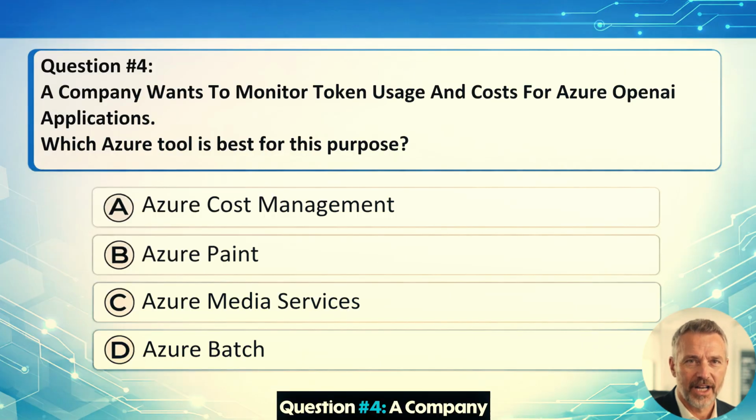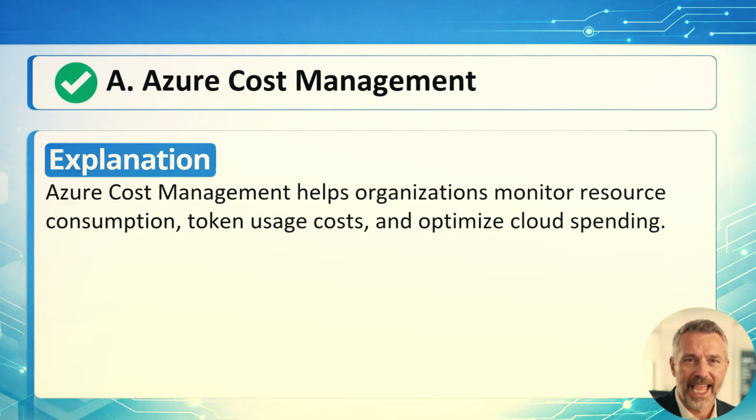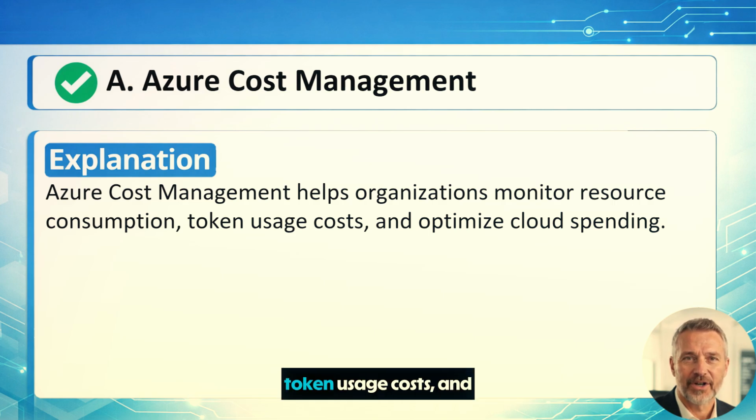Question number 4. A company wants to monitor token usage and costs for Azure OpenAI applications. Which Azure tool is best for this purpose? A. Azure Cost Management. B. Azure Paint. C. Azure Media Services. D. Azure Batch. Correct answer, A. Azure Cost Management. Explanation: Azure Cost Management helps organizations monitor resource consumption, token usage costs, and optimize cloud spending.